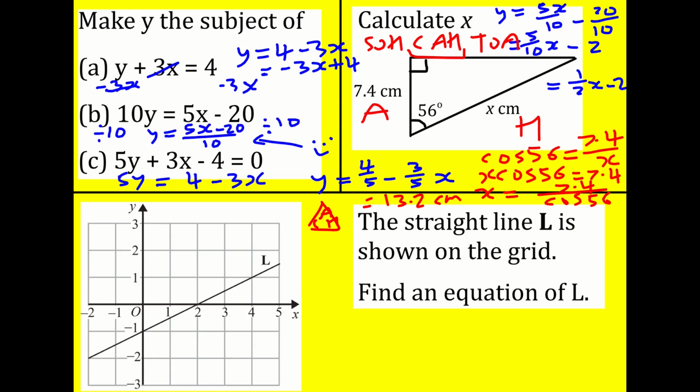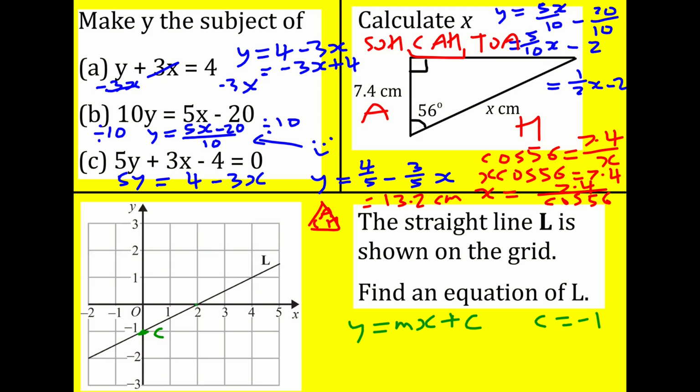Okay, finally, the straight line L is shown on the grid. Find an equation for L. This is back to y equals mx plus c. So I can work out the value for c really quickly. It's the y-intercept. It's -1.